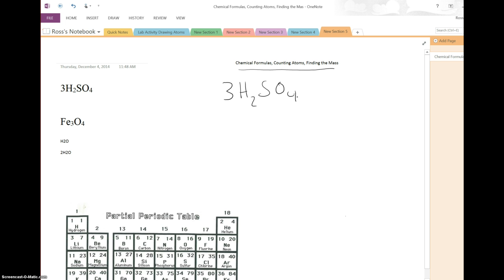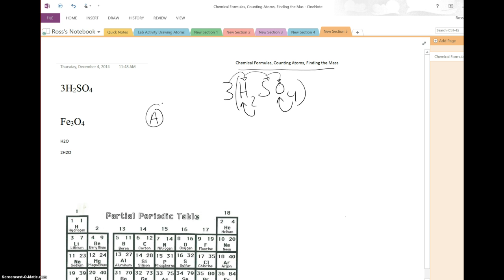Alright, so again, we need to remember that this 2 applies just to that H, and this 4 applies just to that O. This 3, however, if we have our parentheses, comes here, it'll come here, and it'll come over here. So we're going to solve this in the 2 ways we know how.